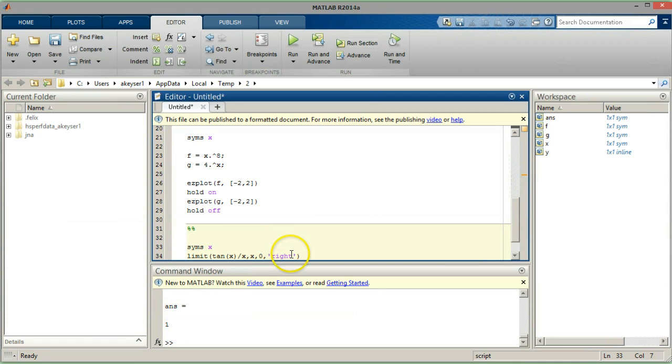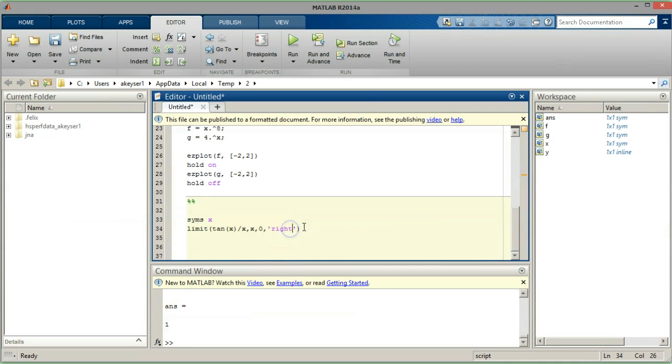Now let's see from the left. What if we change this to the left? From the left, we also get 1. So that means that the global limit is 1. So you can tell MATLAB to do these different things.